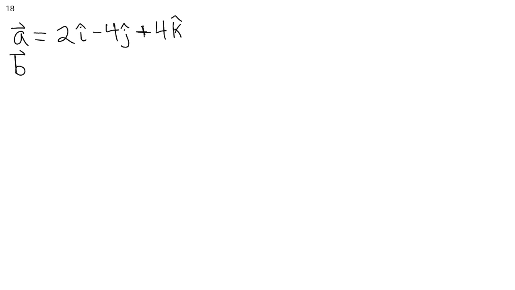B, they don't give you an i hat. So if they don't give you an i direction, that means the coefficient is 0. Plus 2j hat minus k hat, which means minus 1k hat. I hope you guys were able to fill in the blanks. Any questions so far? No.